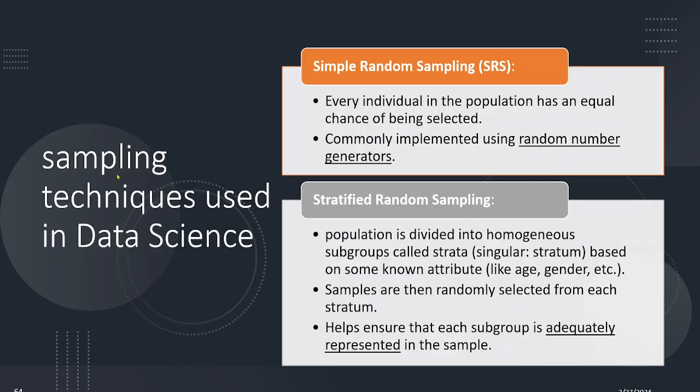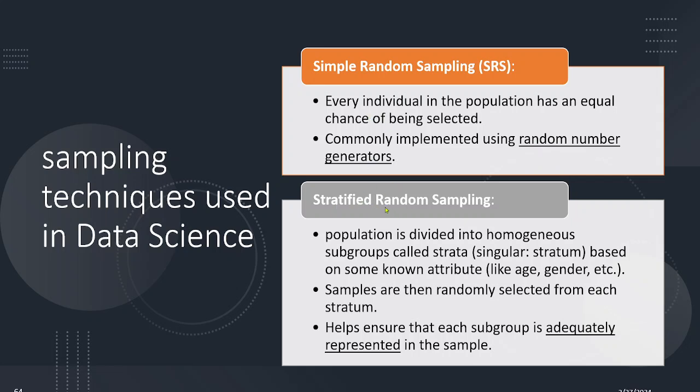Some of the sampling techniques that we use, the basic one is called simple random sampling, where every individual, every member, or every data point in the data set has an equal chance of being picked as a sample instance. A commonly implemented method that we use to select a data point as a sample is a random number generator. We'll look at the Python example and see how we use random number generators to pick the sample.